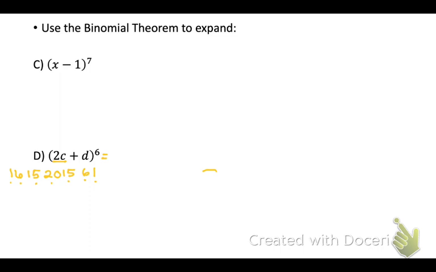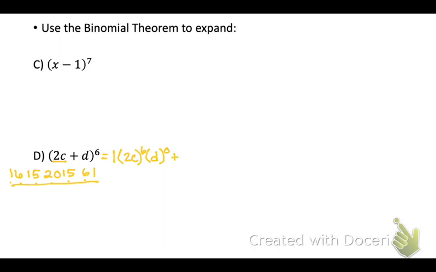What's the first one? You just wrote them down. Oh, 1. Don't make it hard. Okay, 1, I'm going to struggle through this. 2C to the 6th plus D to the 0, times D to the 0, plus... what are all my signs going to be? Positive, because they're all positive in the problem.